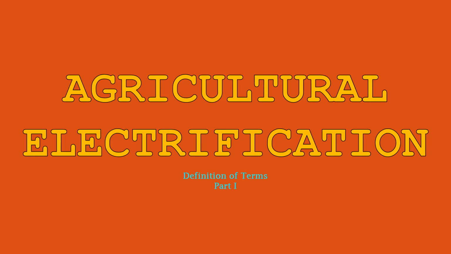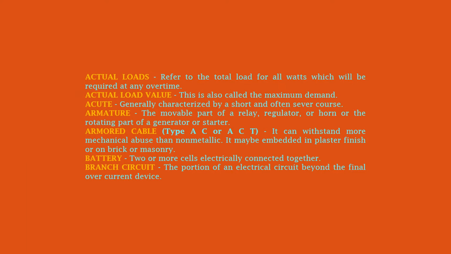This is Agricultural Electrification. Definition of terms. Part 1. Actual load refers to the total load for all watts which will be required at any one time. Actual load value is also called the maximum demand. Acute: generally characterized by a short and often severe course.